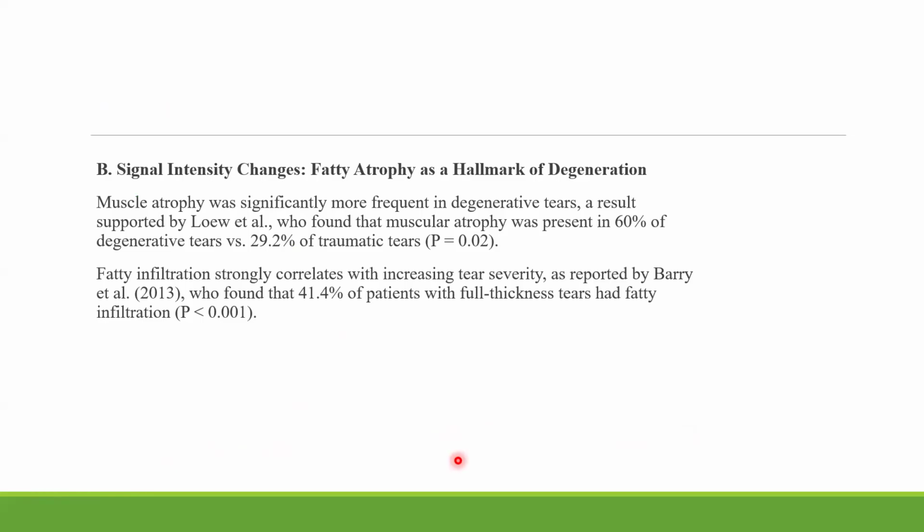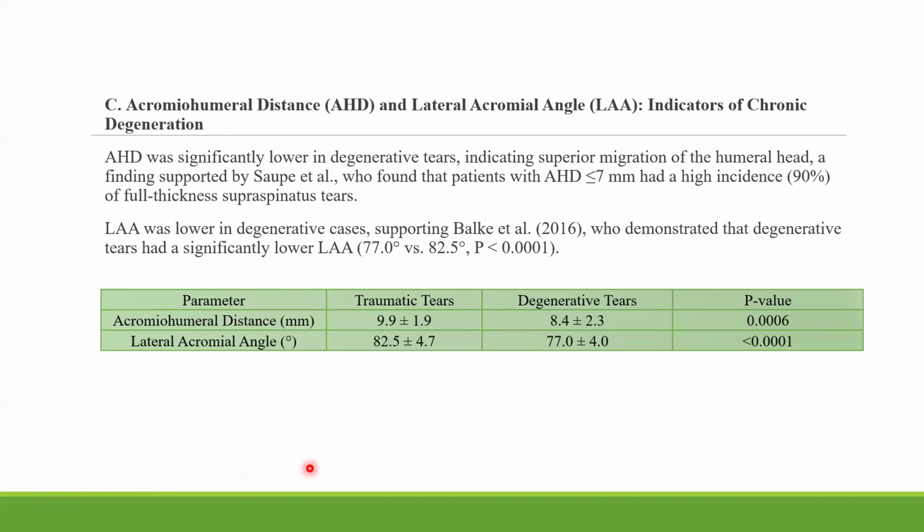Higher grades of fatty muscle atrophy were more common in degenerative tendon tears than traumatic tendon tears, which was supported by Lowe et al., who found that muscular atrophy was present in 60% of the degenerative tears versus 29.2% of traumatic tears. Acromiohumeral distance and lateral acromial angle were lower in degenerative tendon tears as compared to traumatic tendon tears, and this was also supported by a study by Sope et al., who found that patients with acromiohumeral distance less than or equal to 7 mm had a high incidence of full thickness supraspinatus tears.